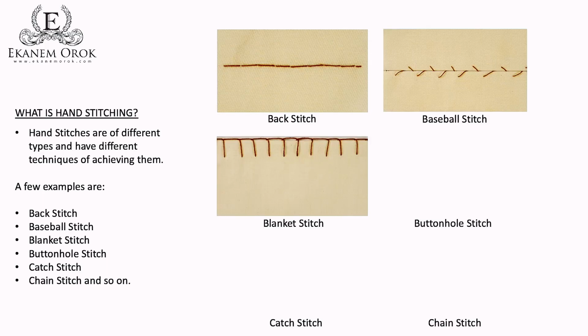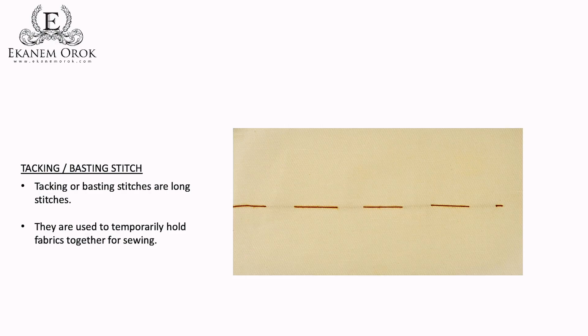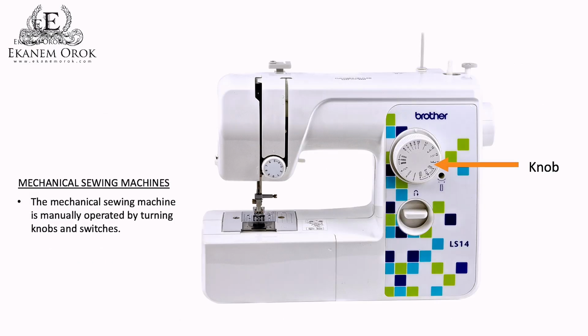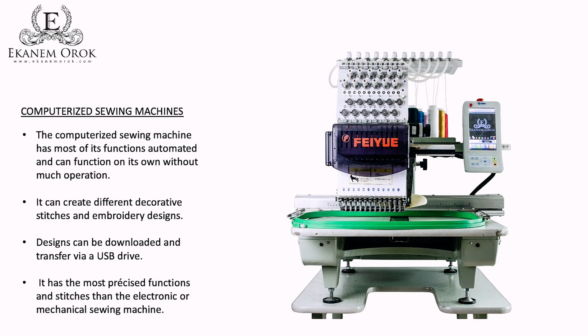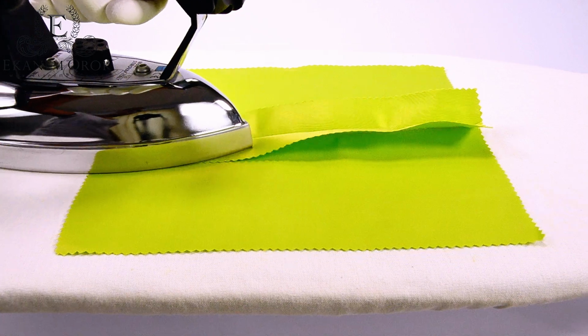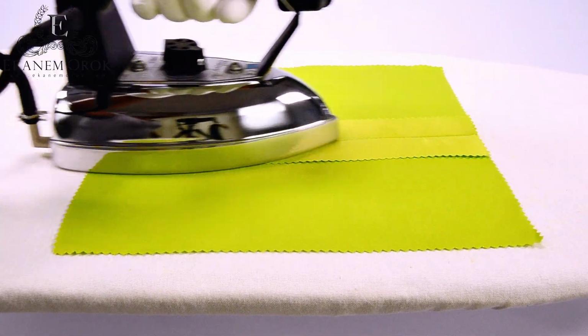In section 5, you'll learn the basics of hand stitches. In section 6, you'll learn the types of hand stitches. In section 7, you'll learn the basics of sewing machine. In section 8, you'll learn the fabric cutting techniques. In section 9, you'll learn the basics of ironing.